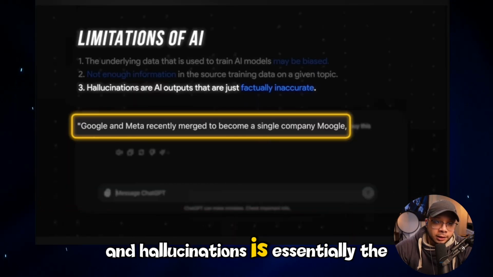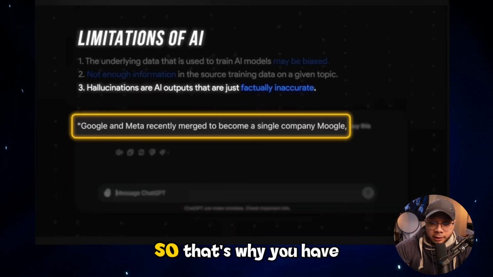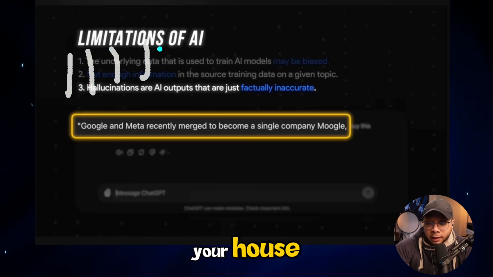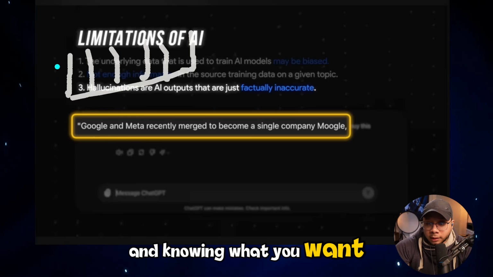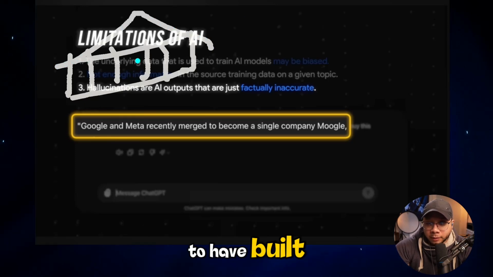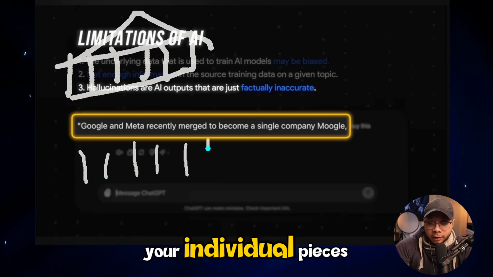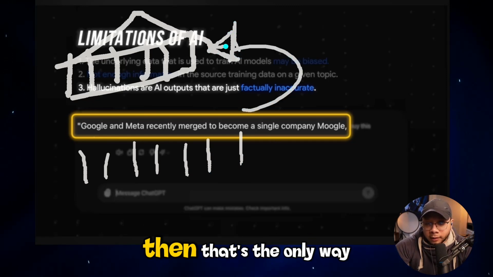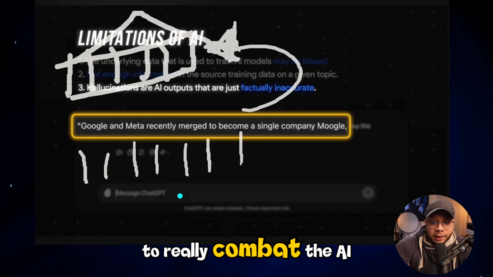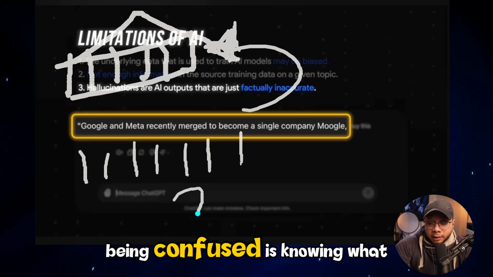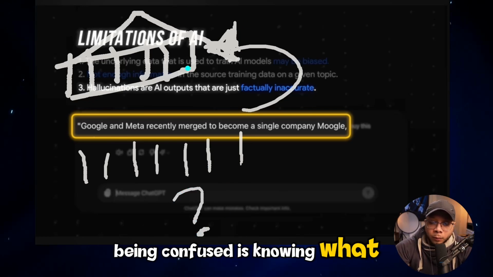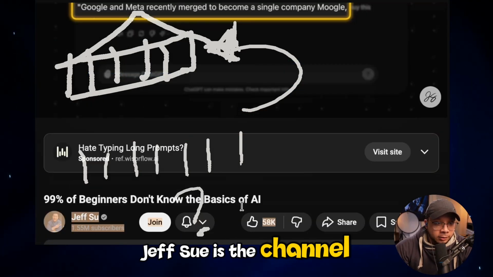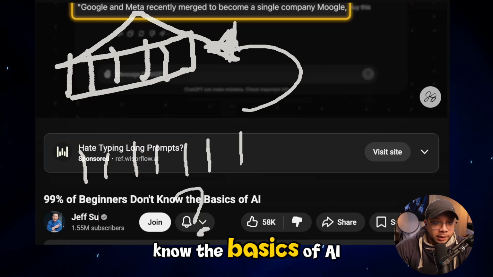And hallucinations is essentially the AI making up things. So that's why you have to be that builder of your house and know what you want to have built, because you can have all your individual pieces, but if you don't know what it's going to look like at the end, then that's the only way to really combat the AI being confused: knowing what your vision is for it.